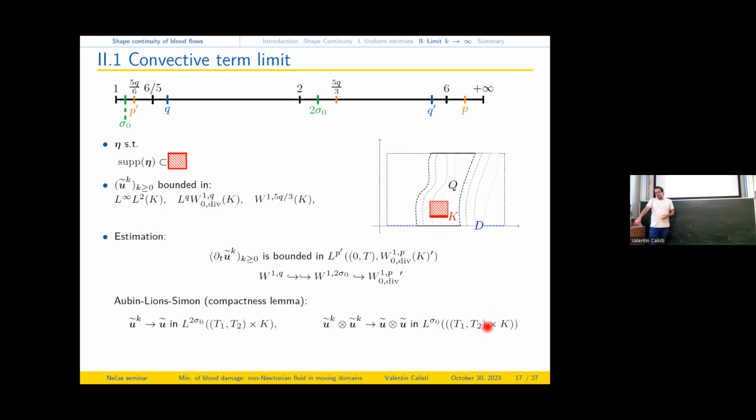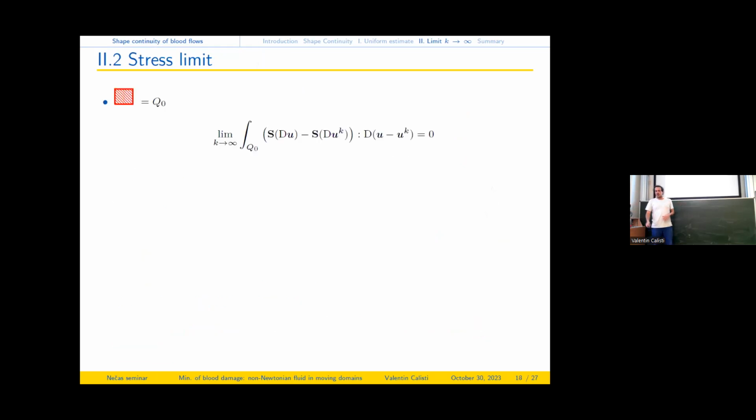But we have almost everywhere convergence, so we can identify the limit. So it's done with the convective term. And it will be more or less the same principle for the stress tensor, but this is the place where it's needed to have some Lipschitz truncation and the use of some Minty trick. But once again, I don't go into detail.